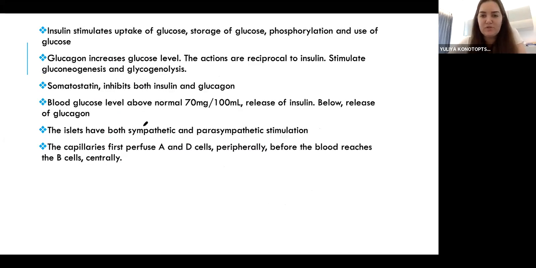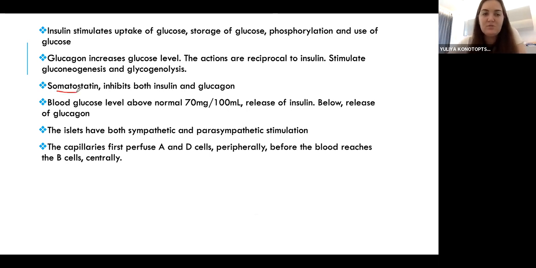What is the job of these hormones? Insulin, of course, stimulates the uptake of glucose, right? So the cells start to take up the glucose, start to store it, and try to use the available glucose. Glucagon does the opposite of insulin, right? So it kind of sends the glucose in the different direction.